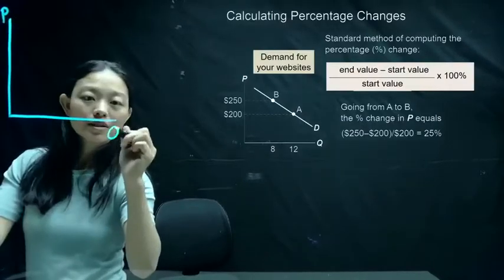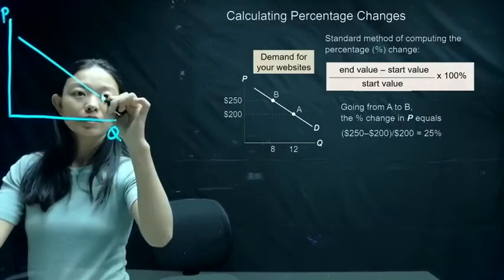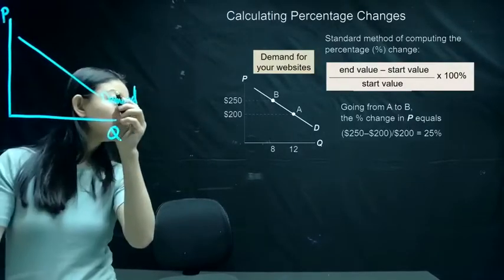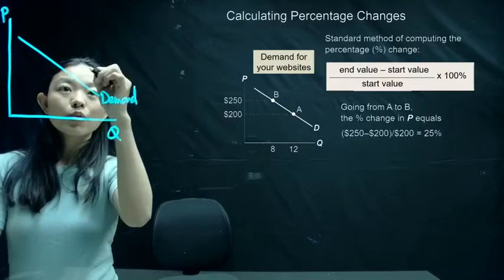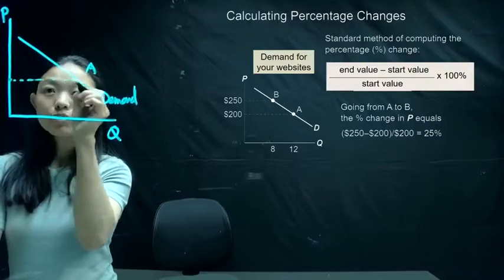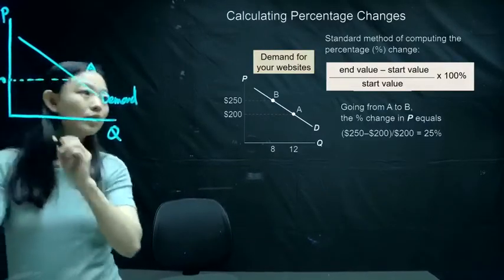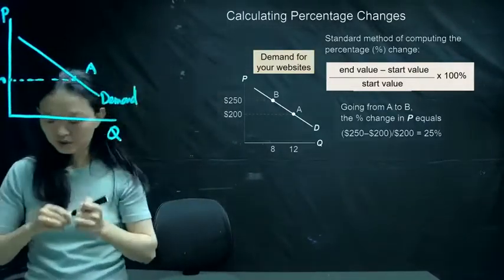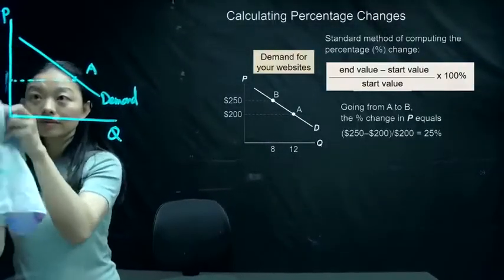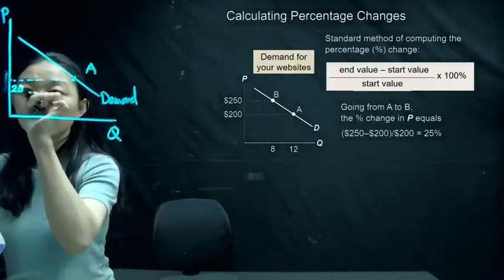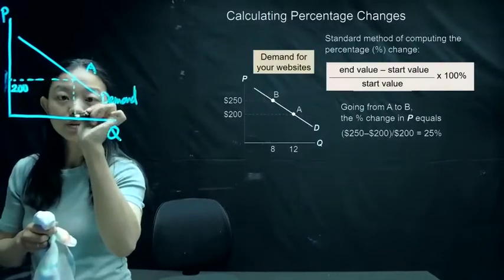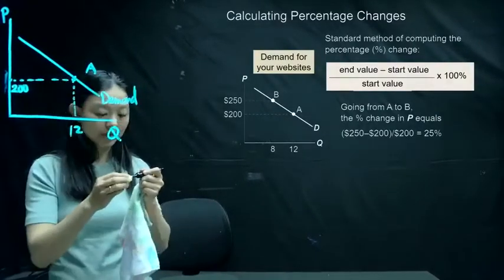This is the price, this is the quantity, this is the demand curve. This is the original price according to our scenario, $200. So I'll just write it inside. This will be $200 for the website, and then you can sell 12 websites per month.